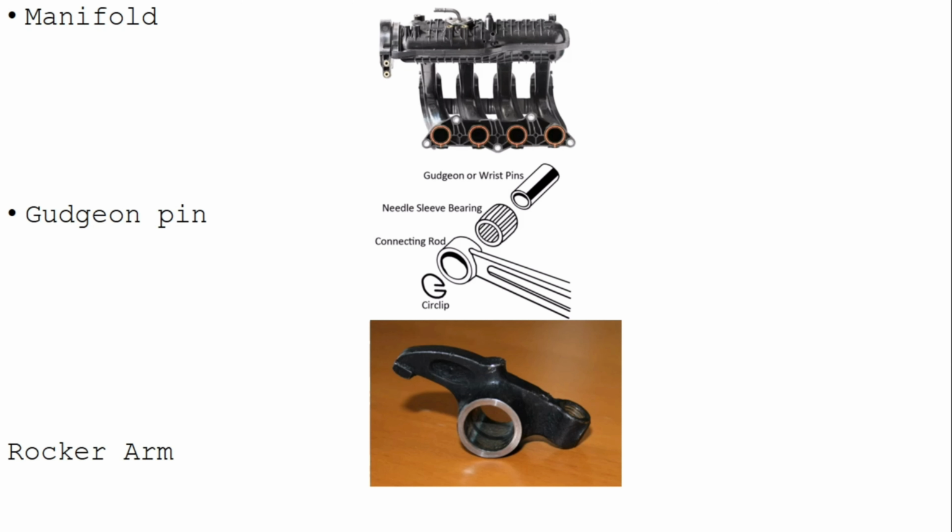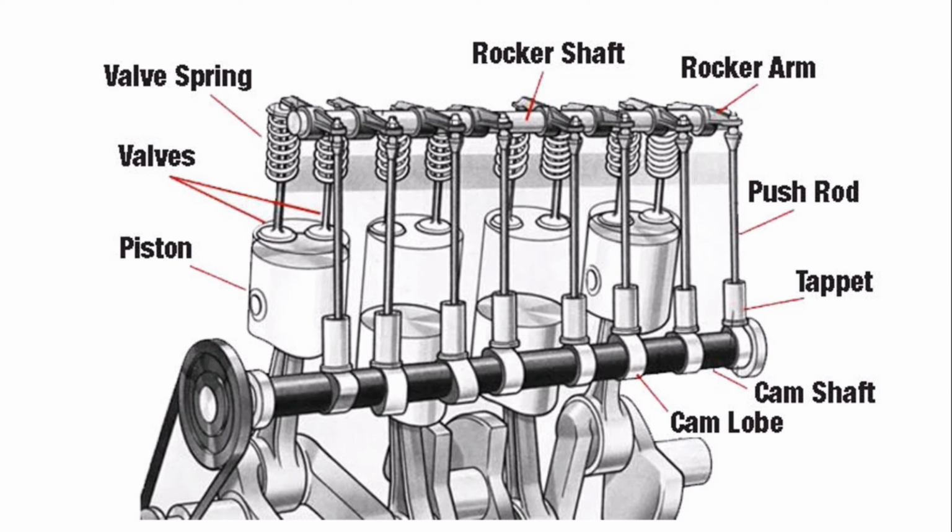The manifold distributes the air and fuel mixture to the cylinders, and there is an exhaust manifold that delivers the exhaust. Then there is a gudgeon pin. The gudgeon pin connects the piston to the connecting rod and provides a bearing for the connecting rod to pivot as the piston moves. Then there is a rocker arm. The rocker arm is a valve train component. So it's a different type of component, as you can see. Let's say more about the rocker arm. It is a valve train component that typically transfers the motion of a push rod to the corresponding intake or exhaust valve.